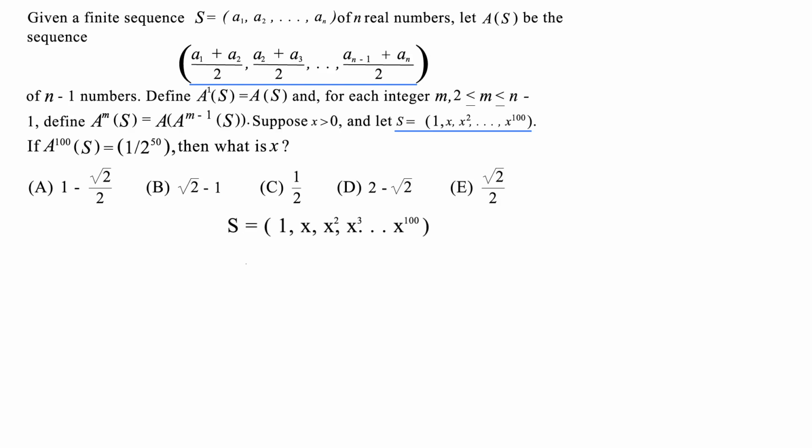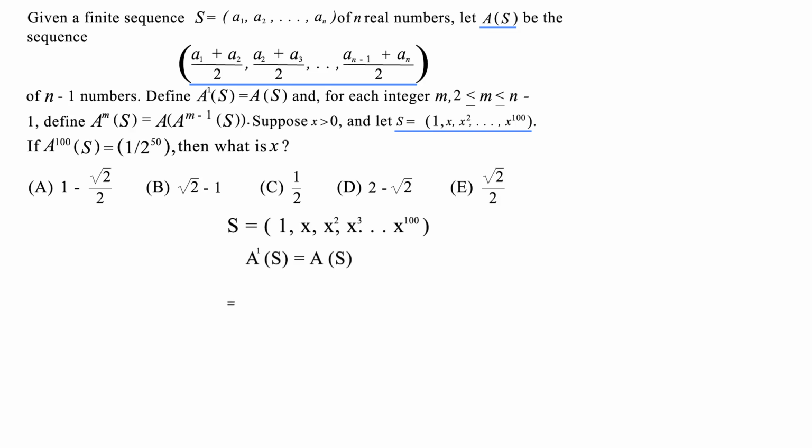Okay? So I'm going to start with A1S, and then I'll do A2 and then A3 and A4. And I think hopefully by then I should be able to get some sort of a pattern. Okay. A1S is just equal to AS. They tell you that. And AS is this equation or system or sequence or whatever you want to call it. All right, so here we go. How do we get AS?